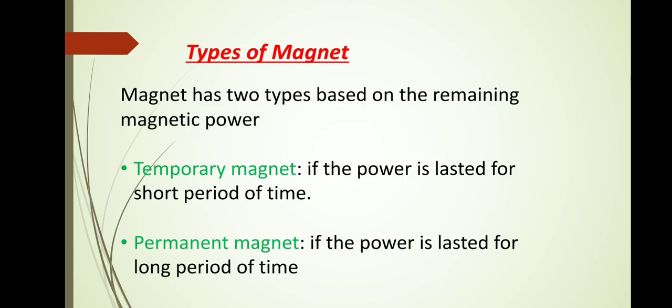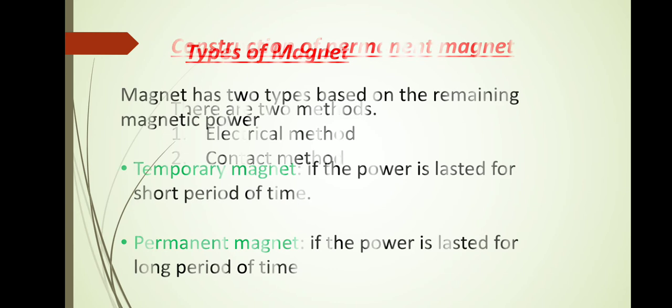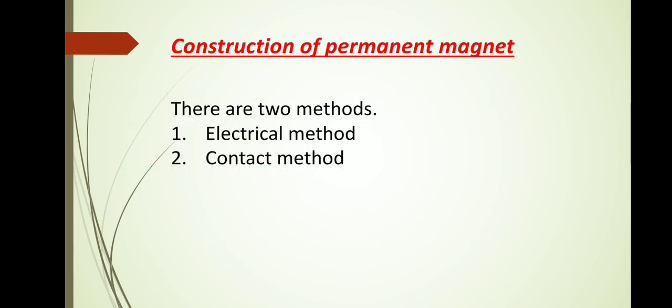Now, let's move to the types of magnet. Already I have told magnets are classified into bar magnet, ring magnet, those things based on the shapes. Now they are going to be classified based on the magnetic power period. That means if the power lasts for a short period of time, that's temporary magnet. If the power lasts for a long period of time, that is permanent magnet.